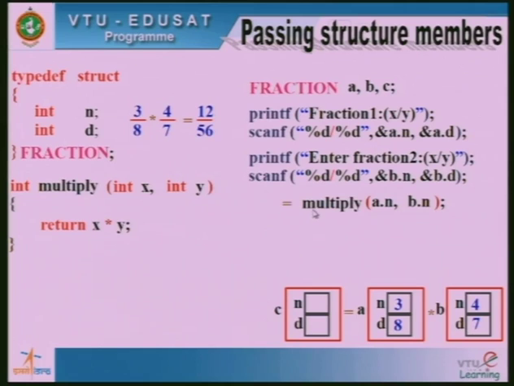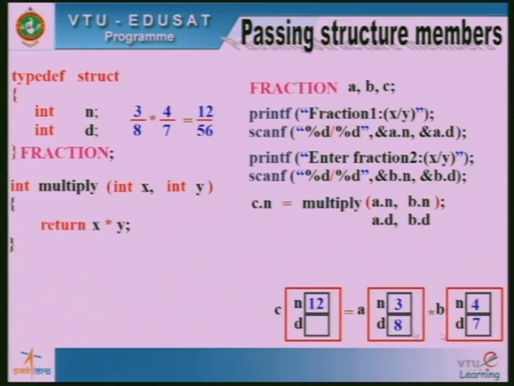12, and that 12 I copy into which variable? C dot n. So that is the reason 3 into 4, how much we get? 12. So 12 should be written only in which field? Numerator field. Now on similar lines, you should be in a position to tell how you get the result for the denominator. Again, say A dot denominator. What is A dot denominator? 8. What is B dot denominator? 7. So here I write B dot D.